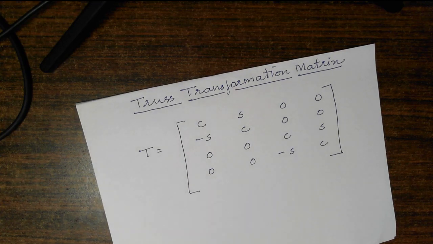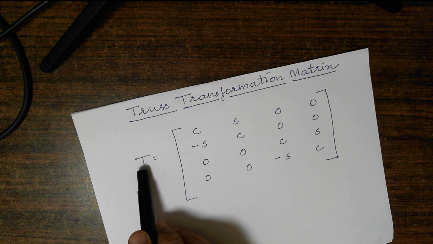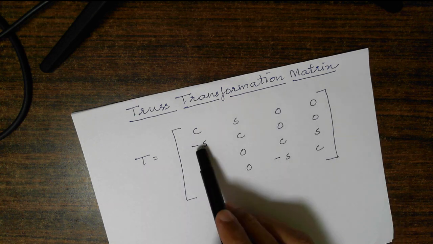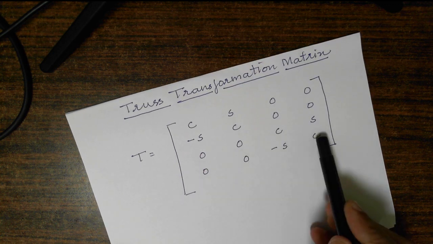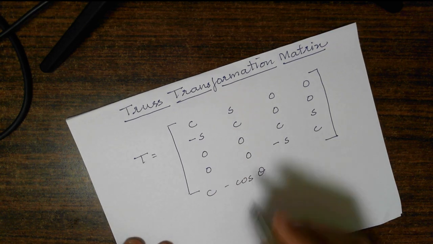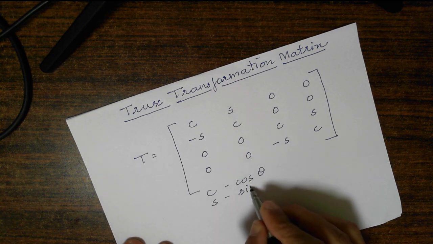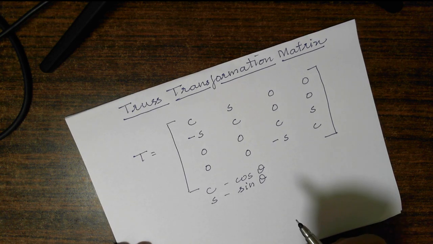Welcome students. If you remember, in our last lecture, we have seen the transformation matrix. Actually, we have derived this transformation matrix from the basic principles, and we got that the transformation matrix T for the truss element is [C S 0 0; -S C 0 0; 0 0 C S; 0 0 -S C], where C is cos theta and S is sin theta, whereas theta is the angle made with respect to the x axis in an anticlockwise direction.